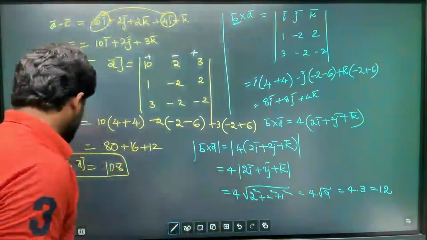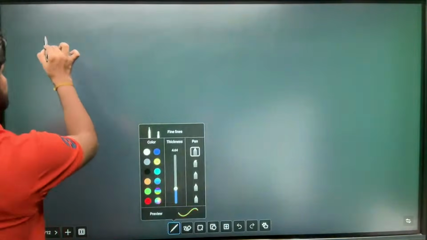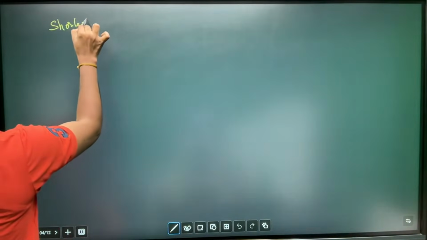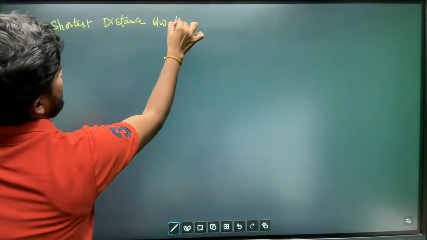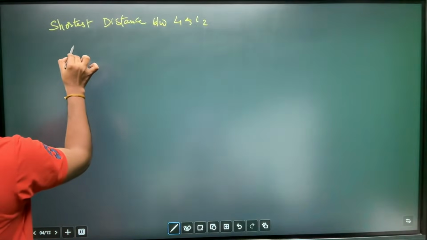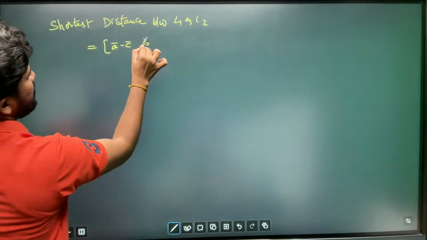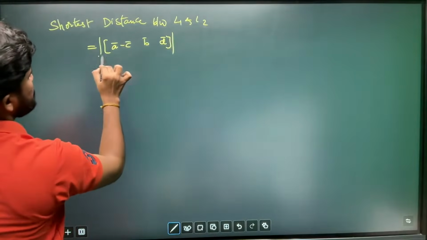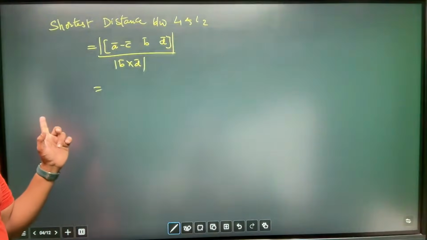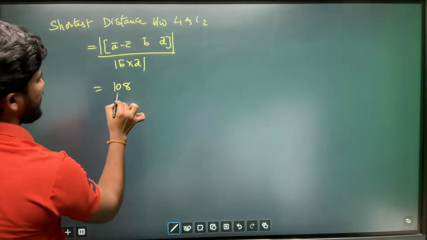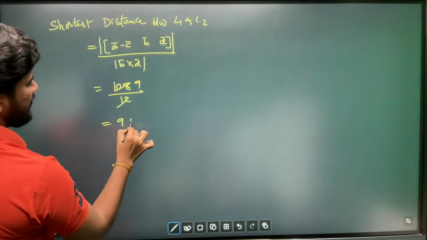Okay, so next. In the next slide, we got all the values, therefore the shortest distance between L1 and L2 is equal to, what we write simply is, box of a bar minus c bar, b bar, d bar modulus over mod b bar cross d bar. This is the formula. So what is this value? From the previous slide we have that value is 108 and this value is 12. So 12 ones are 12, 12 nines are 108, this is 9 units.